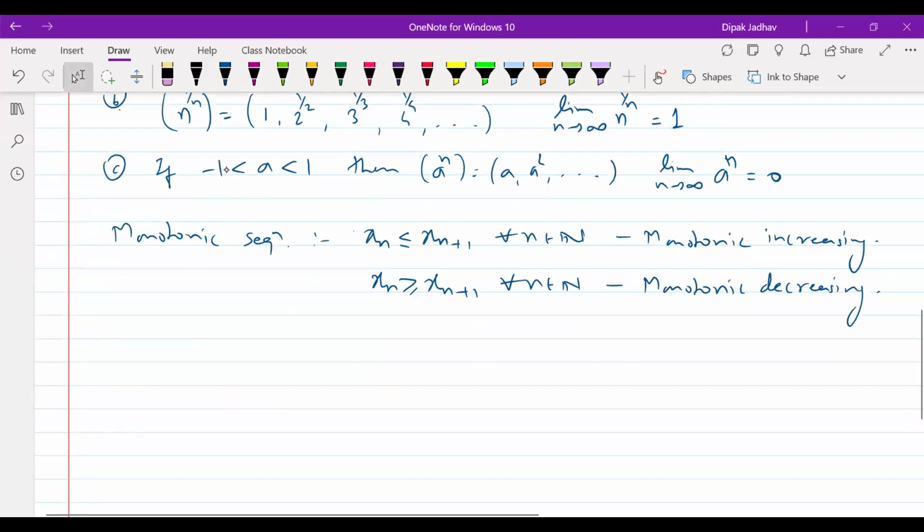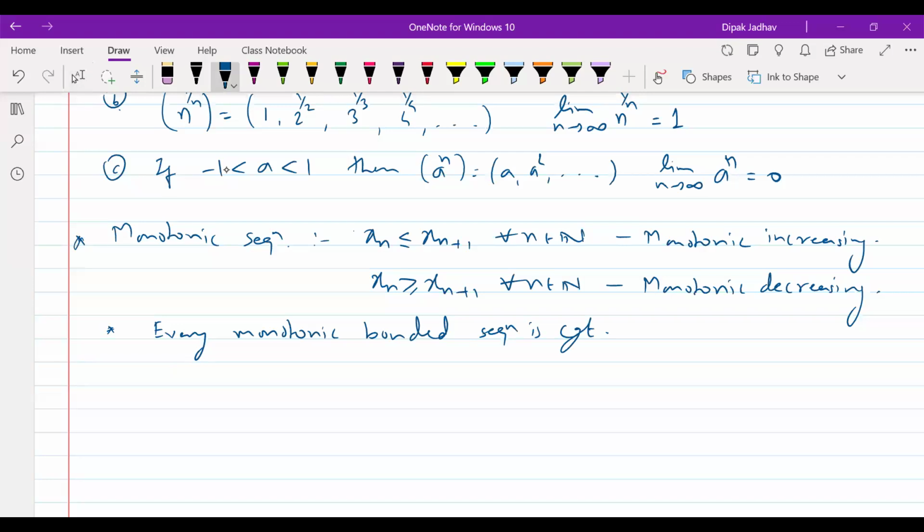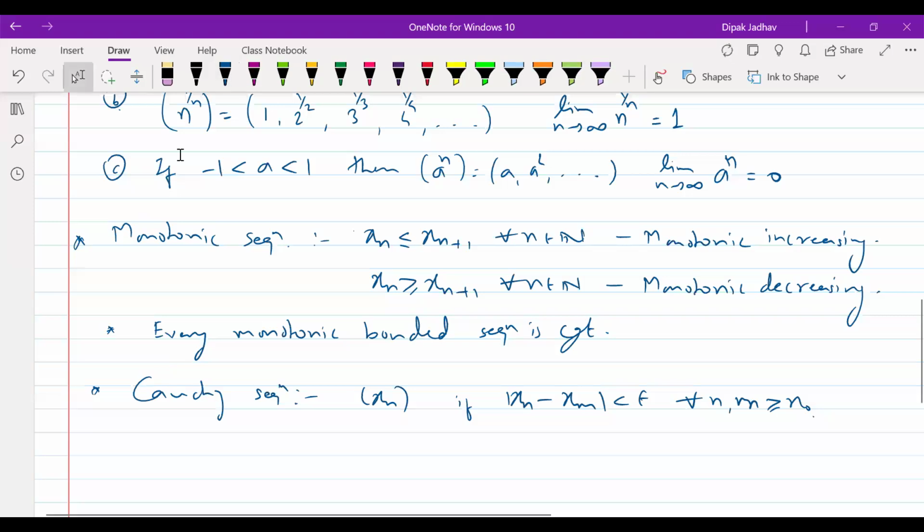A result related to them is that every monotonic, and additionally one more hypothesis, bounded sequence is convergent. Apart from this, you have also done something called Cauchy sequences. A sequence xn is Cauchy if you have absolute value of xn minus xm less than epsilon for all n and m greater than or equal to n naught. It means after some stage, the distance between any two terms of the sequence is arbitrarily small. Then the sequence is called a Cauchy sequence.